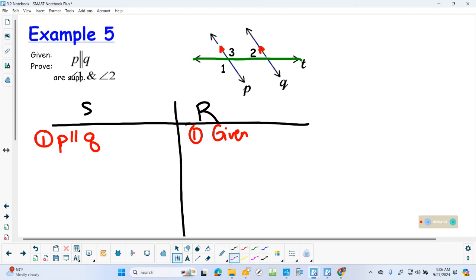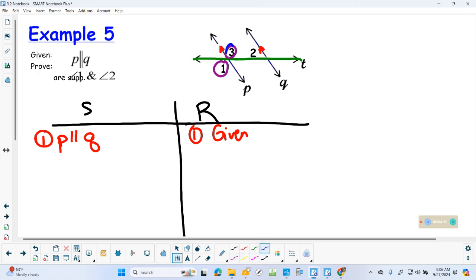Now, we're trying to prove the same thing, 1 and 2 are supplementary, but clearly we have a different picture with different numbered angles. So again, they want you to do something with the angles 1, 3, and 2. So I'm looking at those, trying to figure out the relationship. There's a relationship between 1 and 3. What type of angles are those? Vertical. So what do you know about vertical angles? Congruent. So I'm going to put that in here.